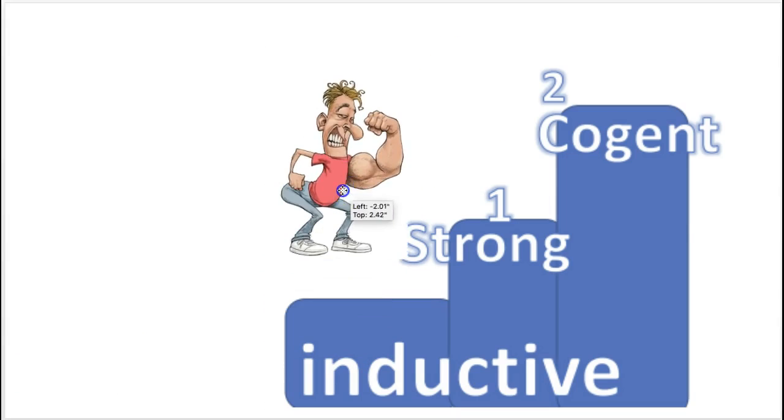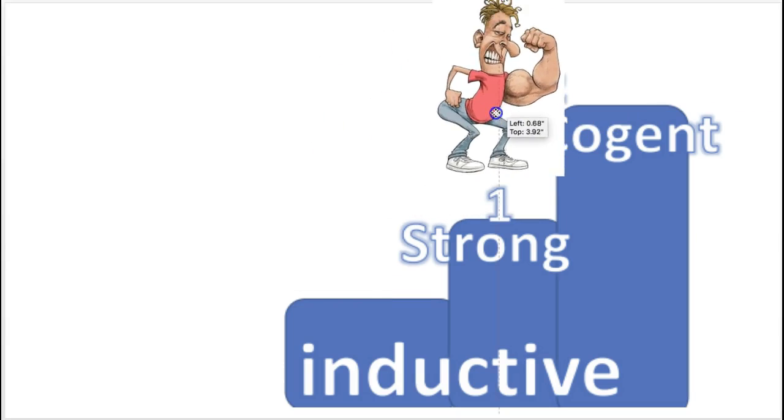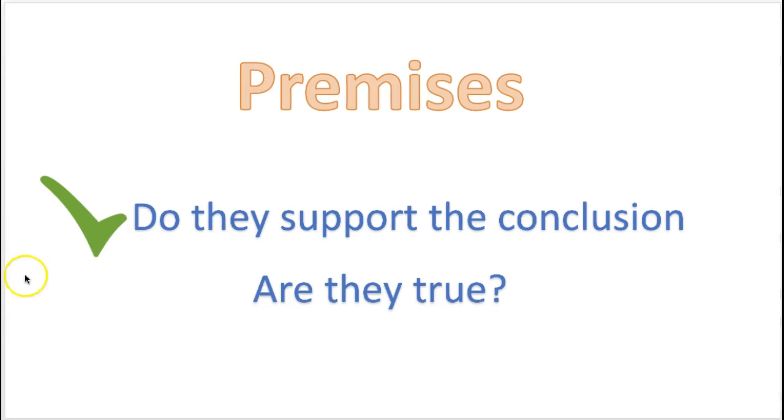If they do support the conclusion, boom, now you step up to strong. You eventually want to make your way up to cogent. Okay, I know this is a lot of information. I'm trying to cram it all in a very short period of time, but that's what we do here in this channel. Okay, so the question: do they support the conclusion?